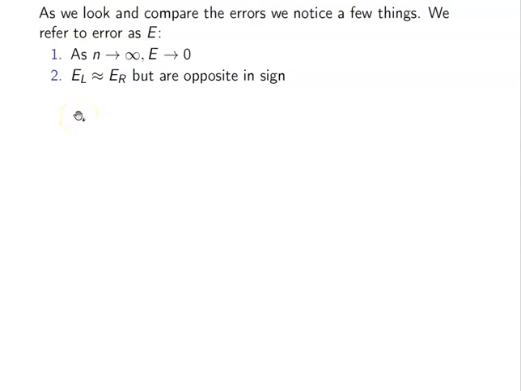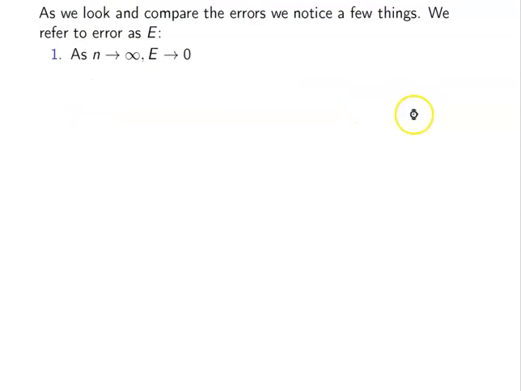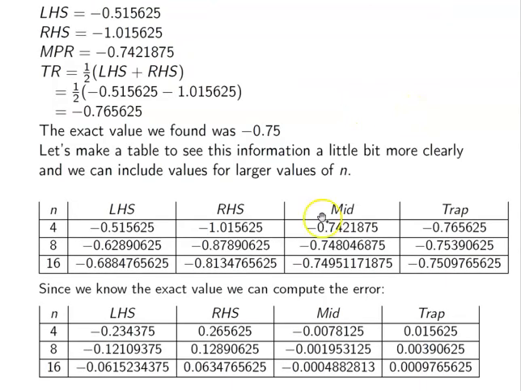Number two is that the error for the left-hand sum and the error for the right-hand sum are approximately equal, but opposite in sign. I did point that out already. Notice that when we double the value of n, 4, 8, 16, the error in the left and right is halved. So let's go ahead and note that.